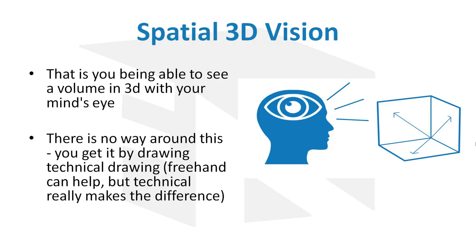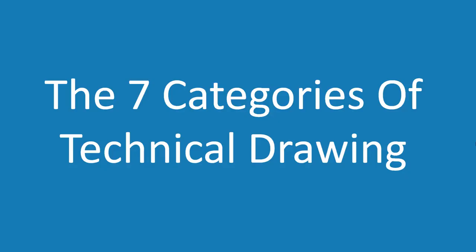Okay, spatial vision, the next topic. You will be able to see volumes in 3D, which is very good. It's really going to help you, and it is going to fry your brain. There is absolutely no way around this. You basically need to upgrade your brain. This is the part that makes you smarter. Okay, freehand drawing is going to help, but technical drawing is 100% about spatial 3D vision.